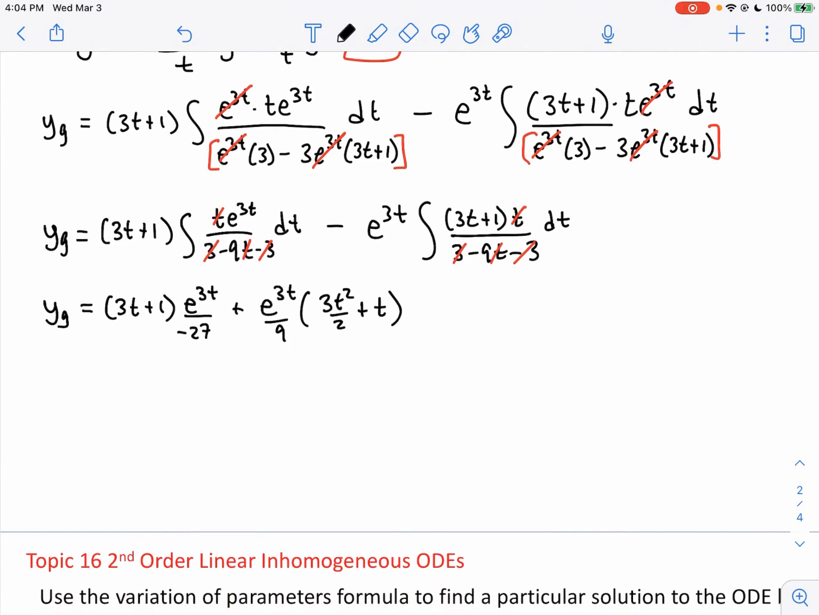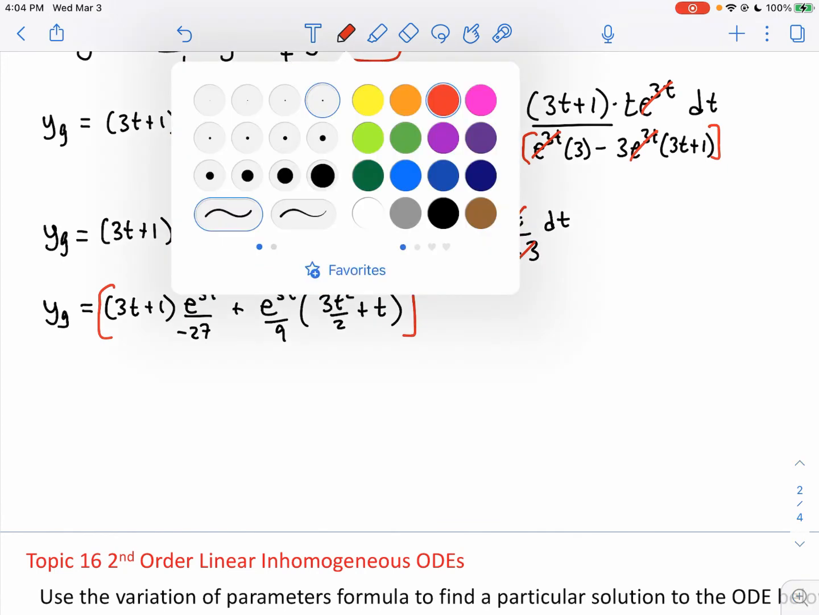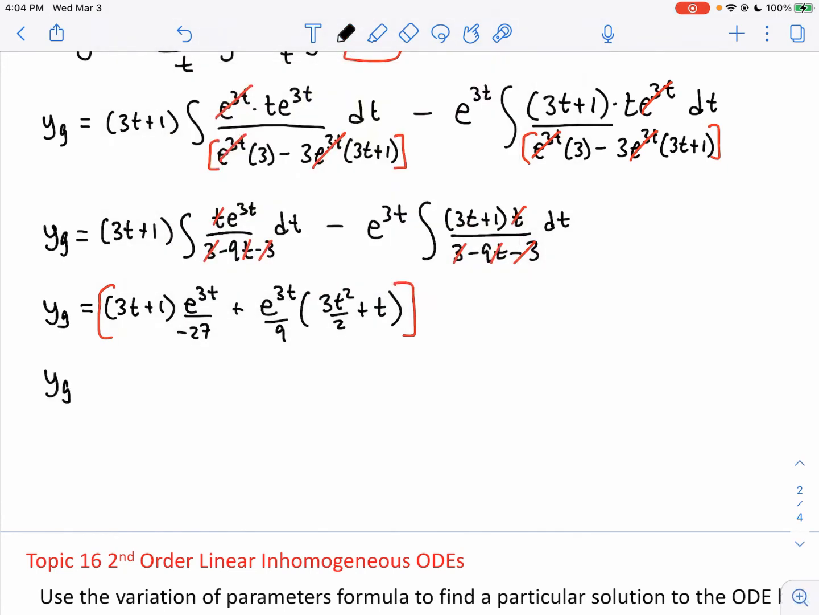Okay, from here we want to do some factoring and simplifying as much as we can. And notice that there's an e to the 3t present in both of these, so I'm going to factor that out of the entire expression. So we get y sub g is equal to e to the 3t times, and then get a common denominator. Let me just distribute the negative 1/27. So we get negative t/9 minus 1/27.